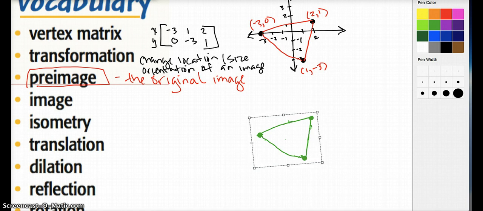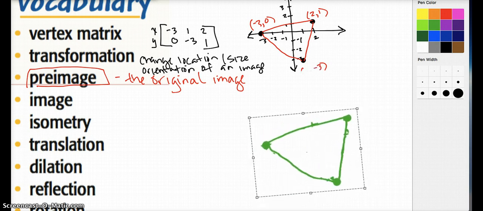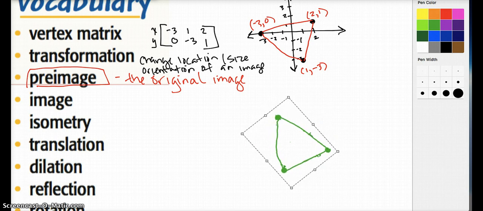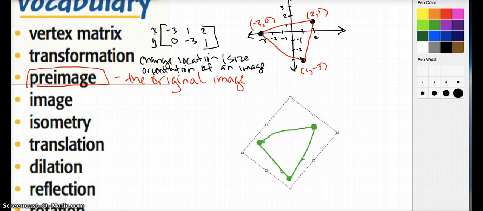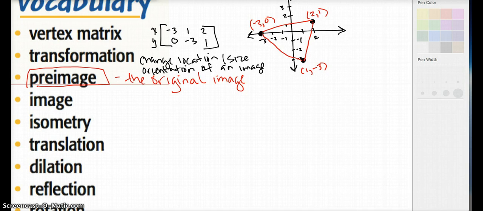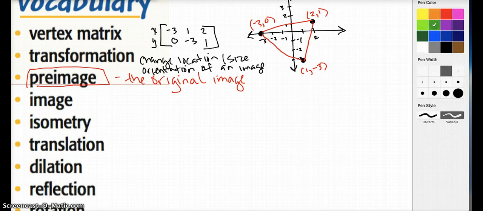And so one transformation is simply moving locations. Another one is to change sizes. You can make it bigger and smaller. And another type of transformation we have is a rotation where you kind of change the orientation of it, okay? And so we'll talk about those. And so the image, we know what the image is. I'm going to check that off. So it's the transformed pre-image.